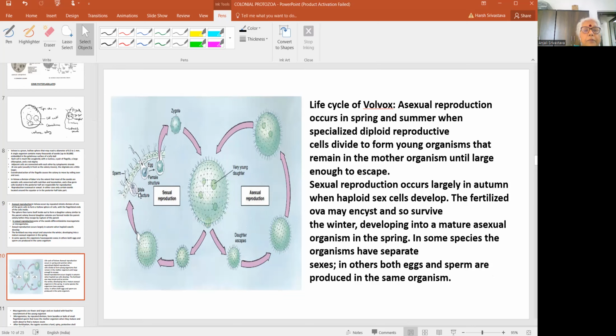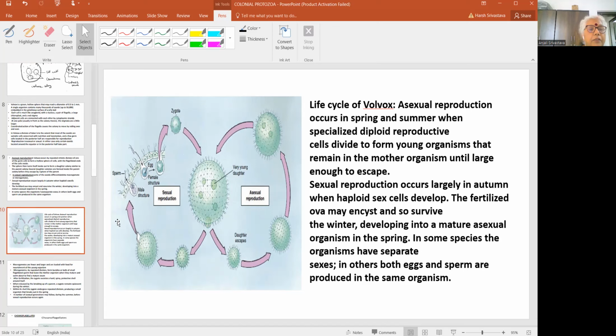The egg and the sperm unite to form the zygote, and the zygote develops a cyst-like structure and survives in this encysted condition. They can survive the winter and the unfavorable conditions, developing into a mature asexual organism in the spring. When spring comes and conditions become favorable, they germinate into new forms, and in this way asexual and sexual reproduction may occur alternatively.